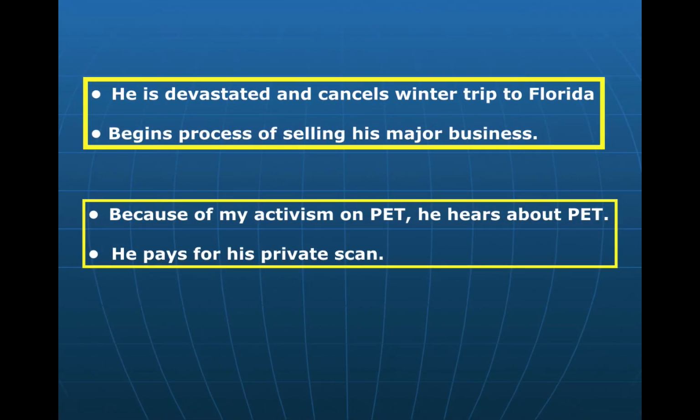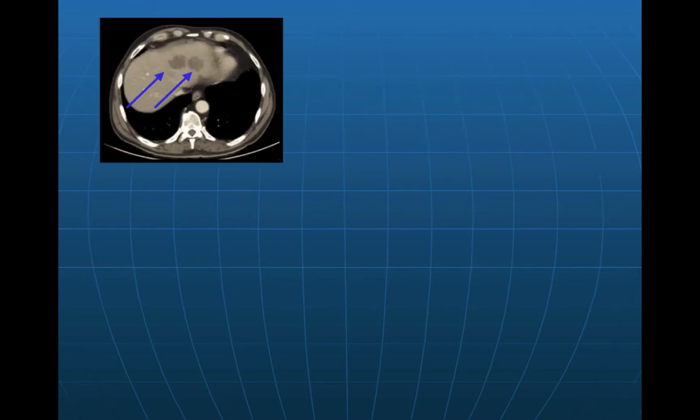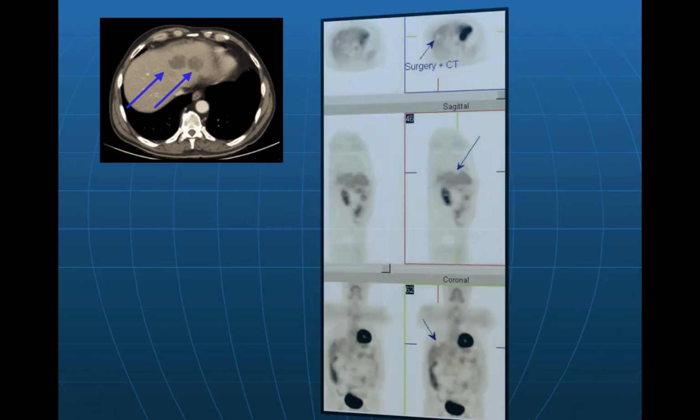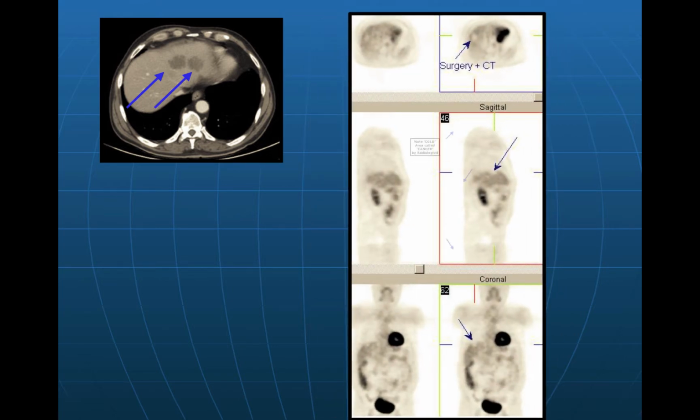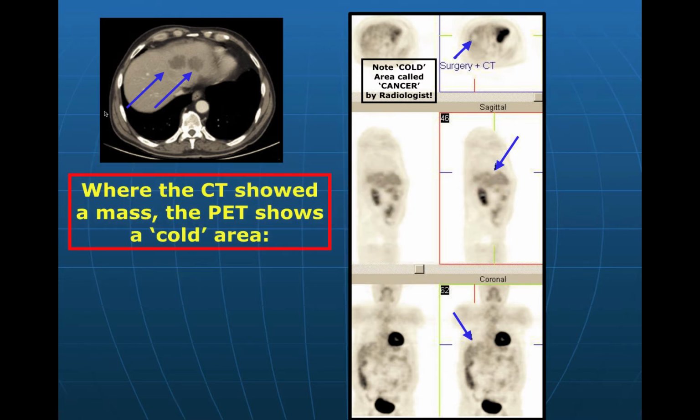So the man, of course, is devastated. He was about to travel to Florida with his wife, and he decides he better sell his major business, doesn't want his wife burdened with that. But because of my activism in PET, he actually pays for his PET scan. So here's that CT scan again, and there's the masses, right? Here is his PET scan, and guess what? These areas here that the radiologist had called cancer are, in fact, as you can see, cold, as I would say. There's no uptake here. So here again, we have a CT showing a mass.